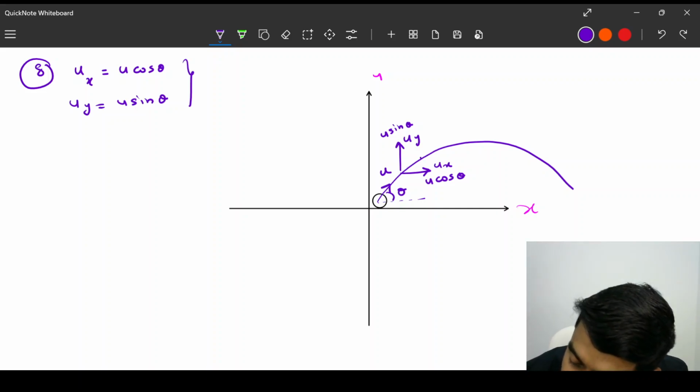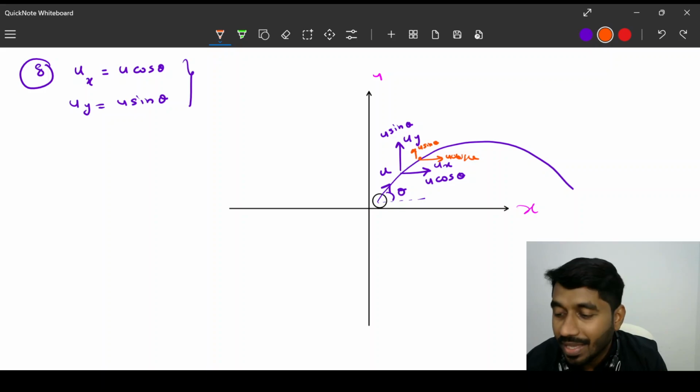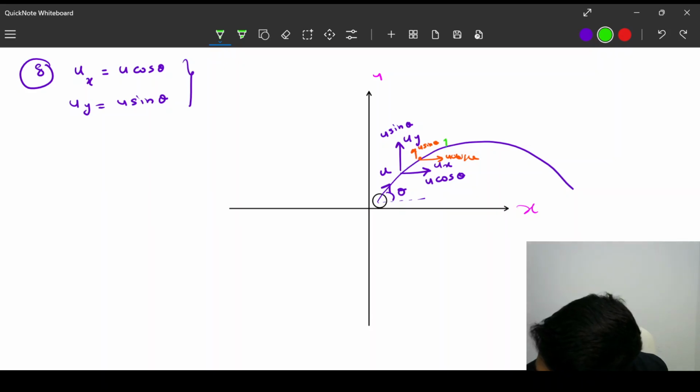Next, I am taking another point. For example, let this be the point. U cos theta will be there, and u sin theta will be there, but its height will be reduced. When we are moving forward and I take a point here, u sin theta will be like this, and u cos theta is always constant.